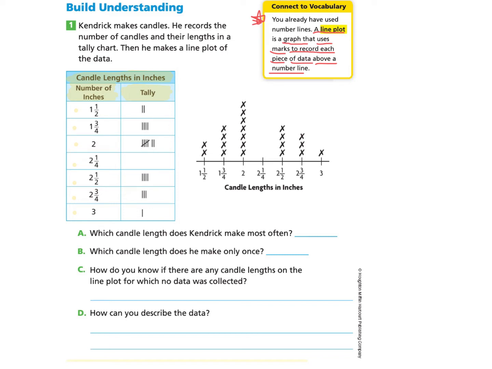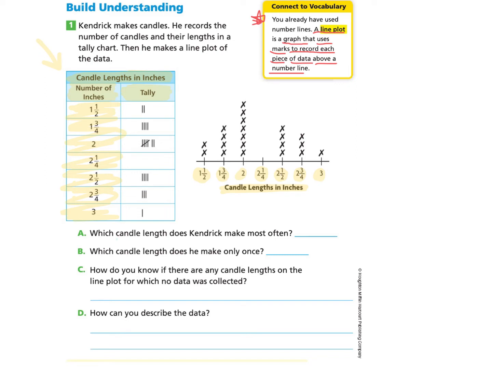Now let's take a look at the line plot. We have a title, Candle Lengths in Inches. And once again, we have the measurements here on the number line. So all of these are the measurements that we saw right here in this graph. So instead of using tally marks like in this graph, they are using X's, and this is what we do in a line plot.